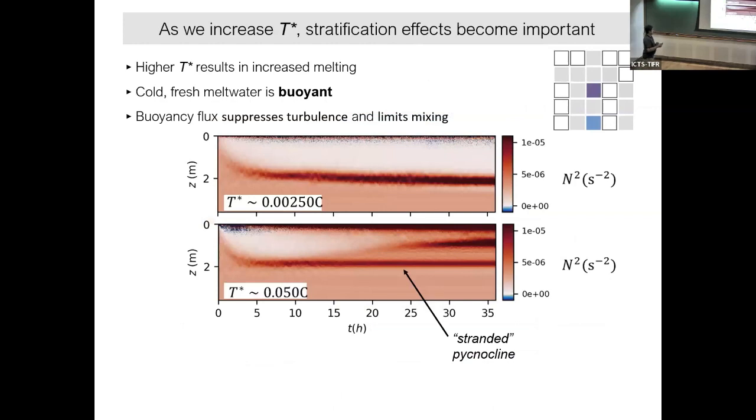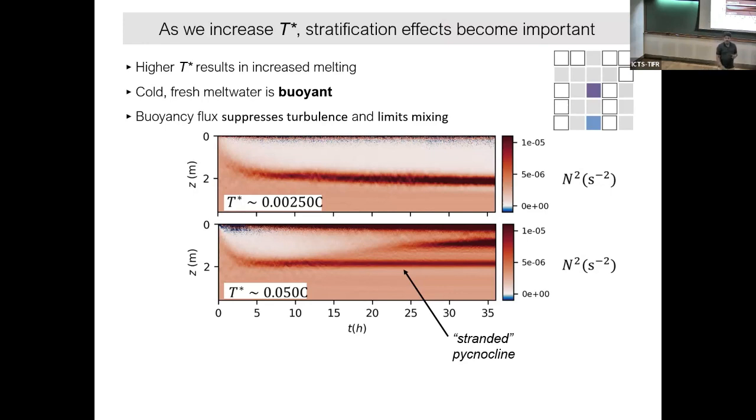Now, increase the thermal driving, keeping the velocity forcing the same. What am I going to expect? More melting or less melting? Increase the thermal driving. More melting, correct? Everybody agrees, right? Nobody is saying less melting, correct?